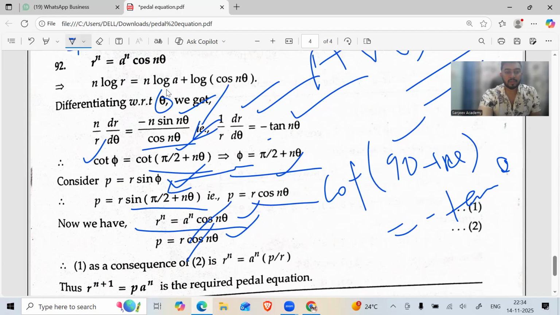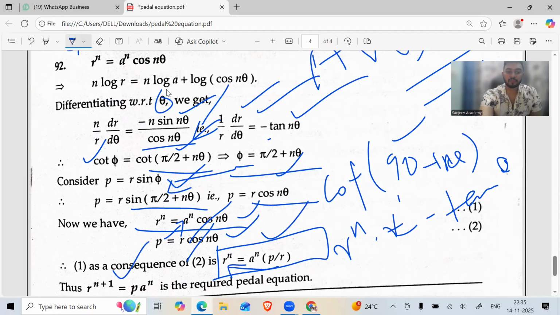So what will I be getting? If I'm dividing this, p will go this side. Cross multiplication. I got it. Done. This step is enough. No need to even write like this. Or else if you want, p by r, this r will go this side. So r power n into r is r power n plus 1. This is also fine.